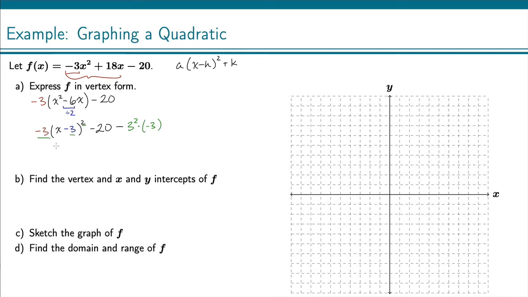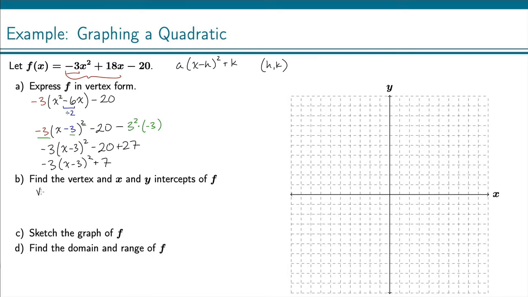And that brings us to negative 3 times x minus 3 squared, and then this is minus 20, and then this is minus 9 times negative 3. So that's 27, but it's minus a negative, so it's plus 27. So minus 20 plus 27 becomes a positive 7. So this is our vertex form, and this tells us our vertex. The vertex for something in this form is at the point h, k. So comparing that to this form here, we have h is 3 and k is 7.